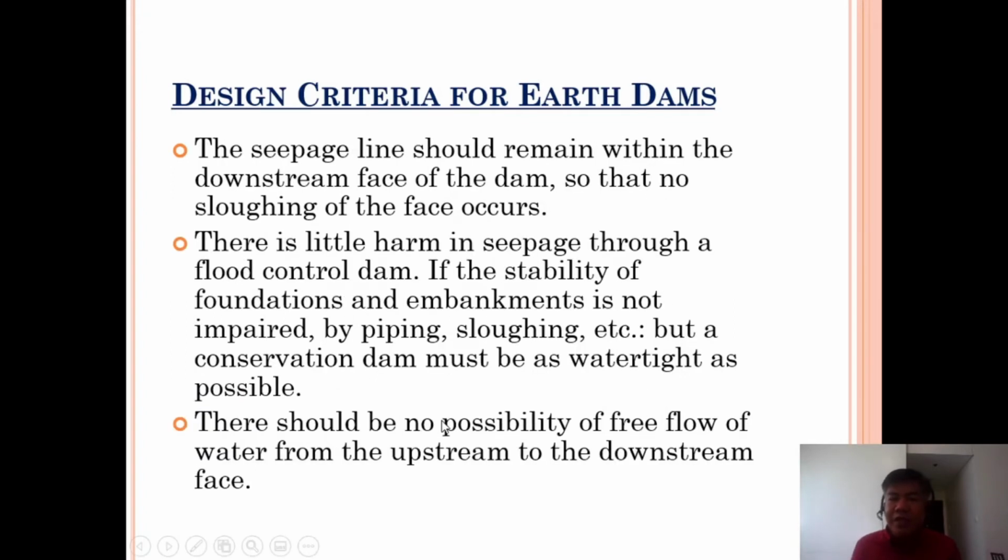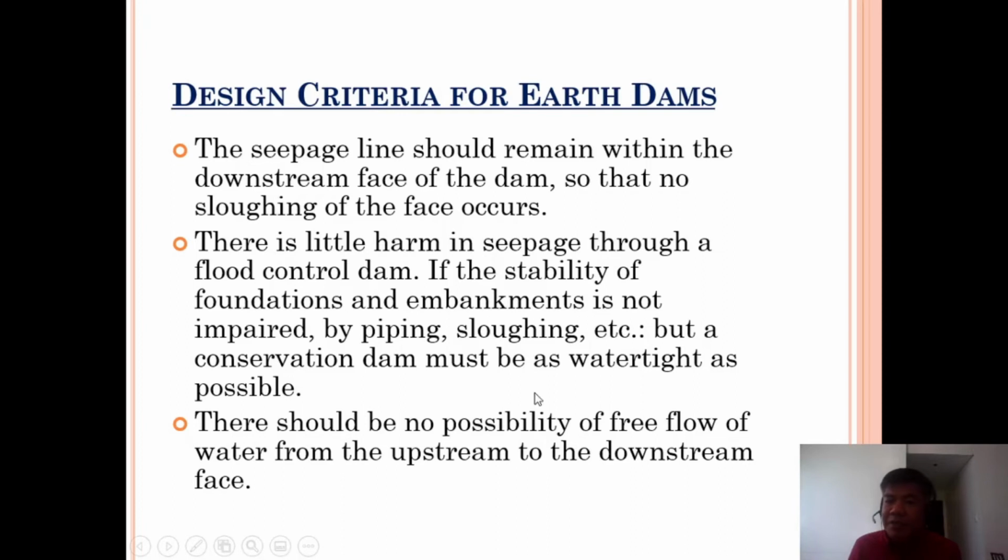The seepage line should remain within the downstream phase of the dam so that no sloughing of the phase occurs. That's why you are going to include other measures, like the one that I have shown in the figure, which are the drains or the filter drains. There is little harm in seepage through a flood control dam if the stability of the foundation and embankment is not impaired by piping, sloughing, etc. So we have to consider these things.